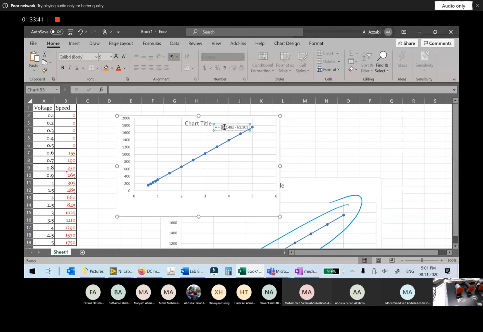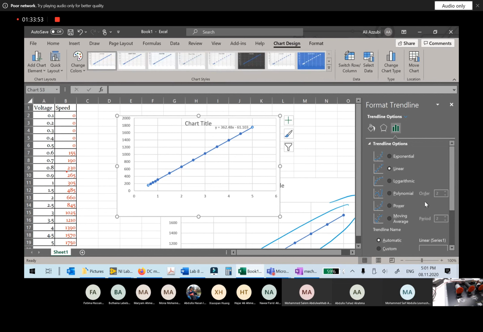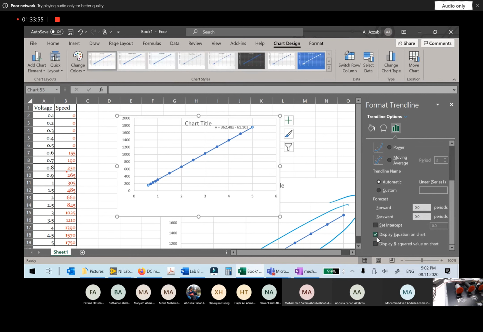So what is this? This is RPM per volt, right? Of course, you have some static friction, so you have an offset because of static friction. Okay. But how to show the trend line? The trend line should show, right? How to show that? It should be some option here.